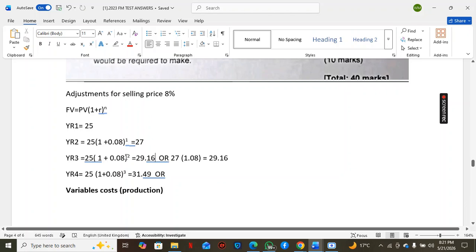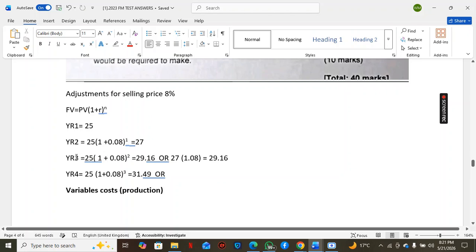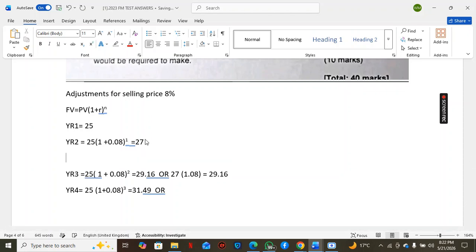The power is 2 because it's the second year when the growth rate is being applied. Actually, let me use this other one because people will start getting confused. Sir, year three, how come you're using power two? Year four, you're using power three. Colleagues, the reason is that the growth is starting in year two. So to make life easy, let me put it in the simple format. In year three, this 27 kwacha is going to grow by 8%.